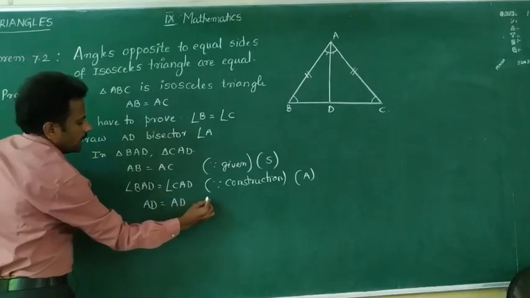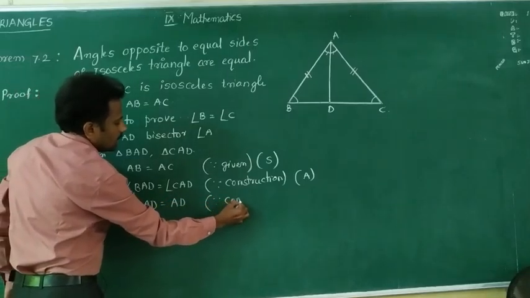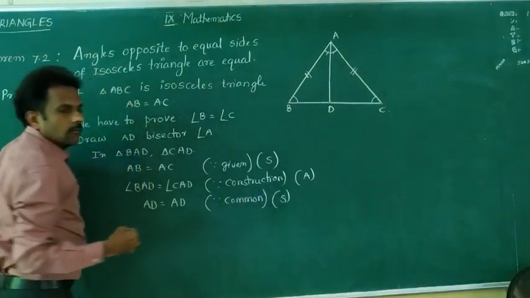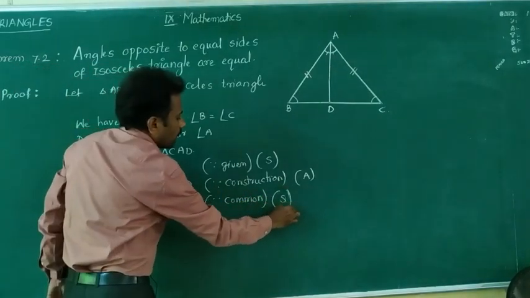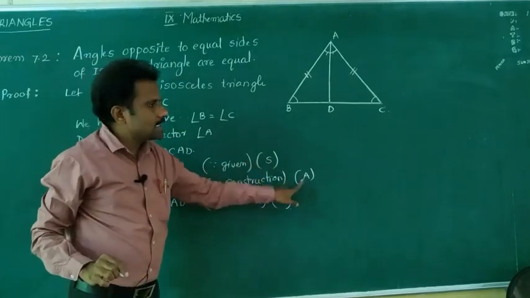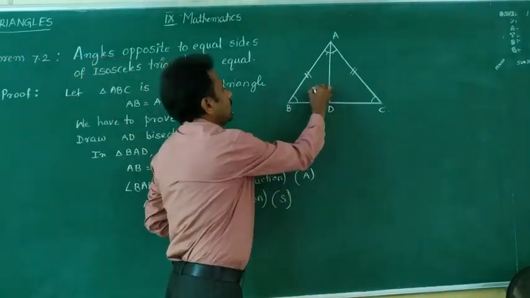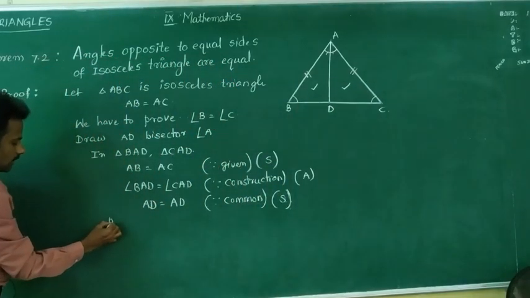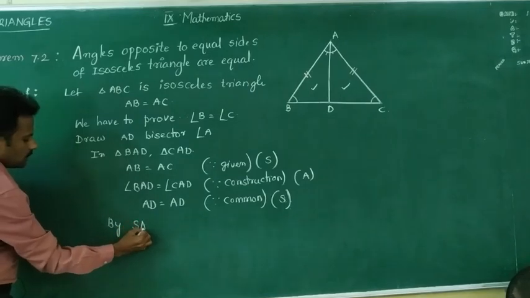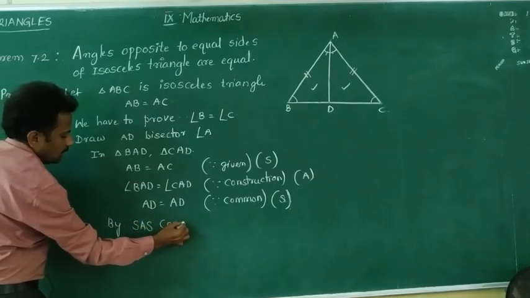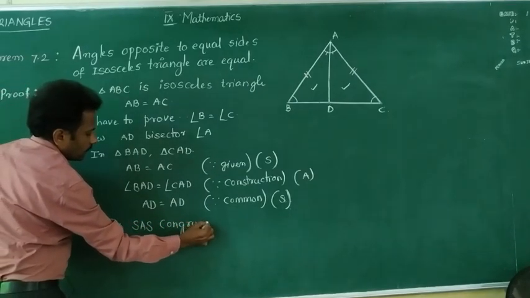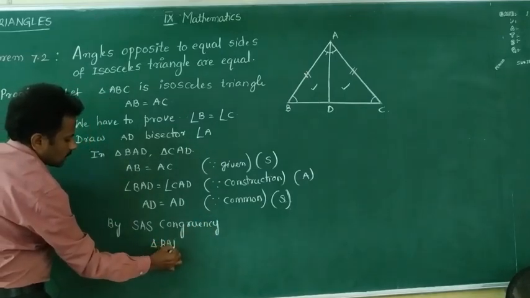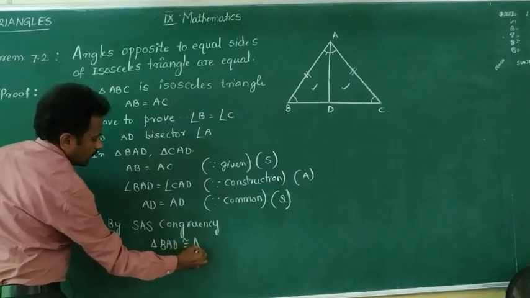Why AD equals AD? Because it is the common side for both triangles. That means we have got one more pair of equal corresponding sides. So by SAS congruency, these two triangles are congruent. Now let us write by which congruency rule. By SAS congruency, triangle BAD is congruent to triangle CAD.